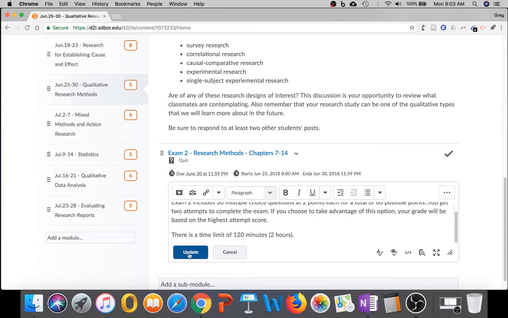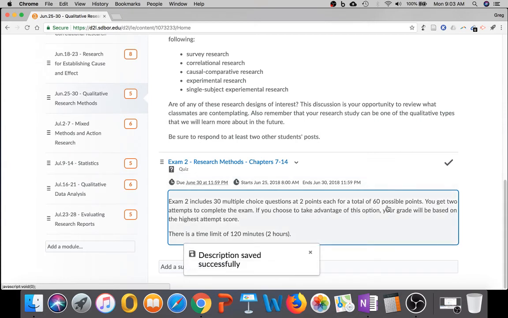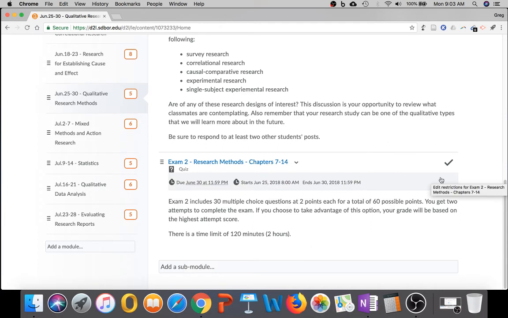And the time limit is 120 minutes or 2 hours. So hopefully it doesn't take you longer to do that test. You want to remember to give yourself time at the end of the week. Like let's say you want to take this on Saturday night. Make sure you start it before 10 p.m., I think it would be, so that you have the full 2 hours.